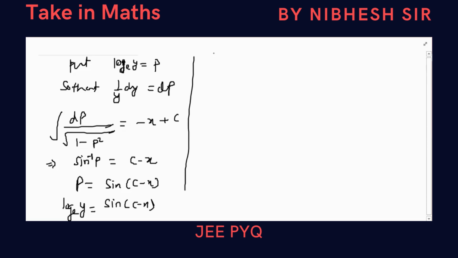So what can I write y as? E to the power sin of c minus x. And what is y? That is f of x. So I write here f of x equal to e to the power sin of c minus x, right?